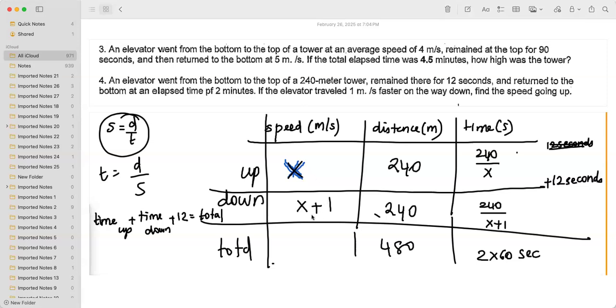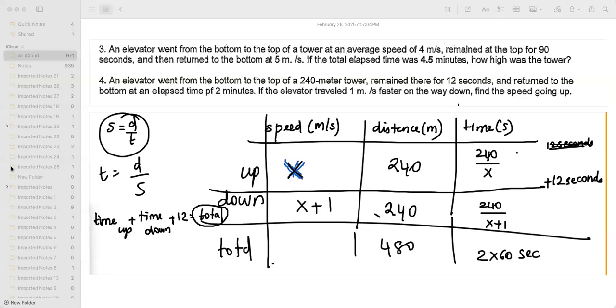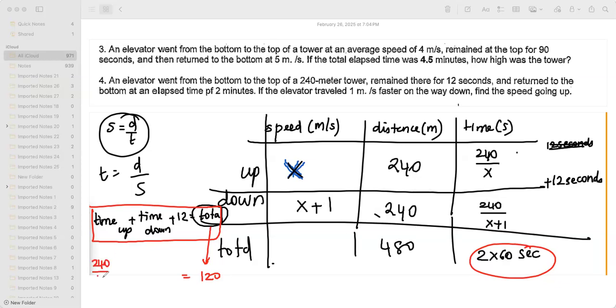What I'm saying is, how do you frame the equation? Total time will be equal to time up plus time down plus 12. Can I have it that way? Does it make sense? So total time is this one, right? What is the total time? It is 120 seconds, right? That will be equal to 240 by x plus 240 by x plus 1 plus the 12 seconds. Get it?